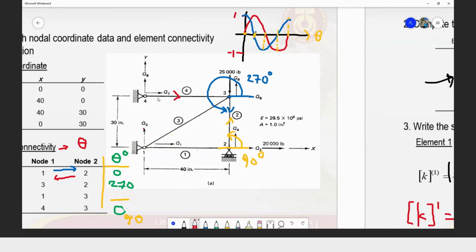Kalau, let's say ni, kalau elemen number 4, from 4 to 3, kita boleh ambil dia kosong ataupun 360. So biasanya kita ambil kosong je, 0 and 360 sama je kan. Kalau kita ambil this sine wave kosong degree, value dia kosong juga. 360 nilai dia pun kosong juga, sama dengan cos wave kosong, nilai dia 1. 360 nilai dia 1 juga. So instead ambil 360, kita boleh ambil kosong je sebenarnya.